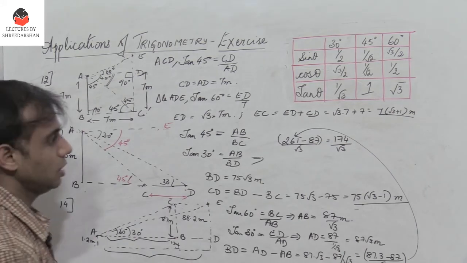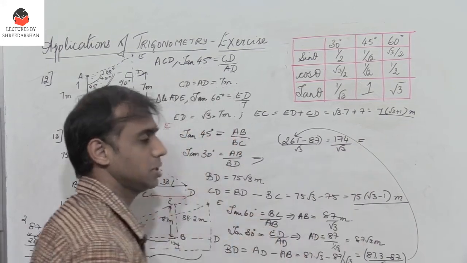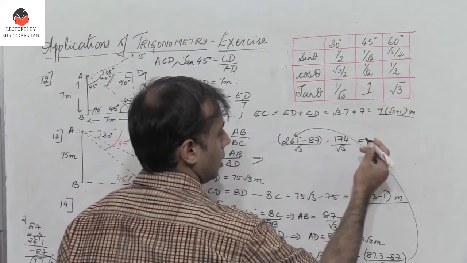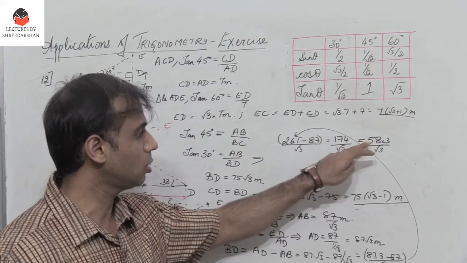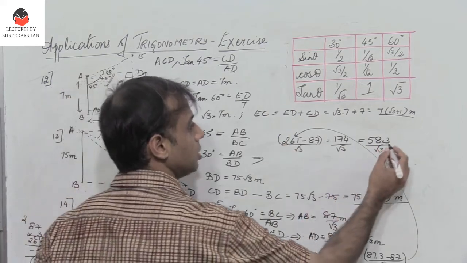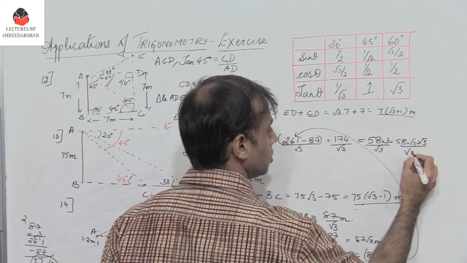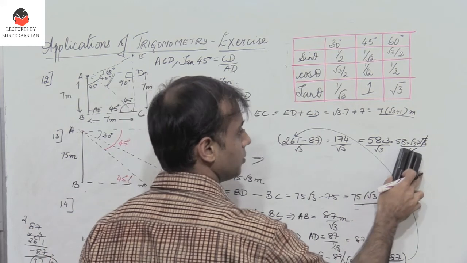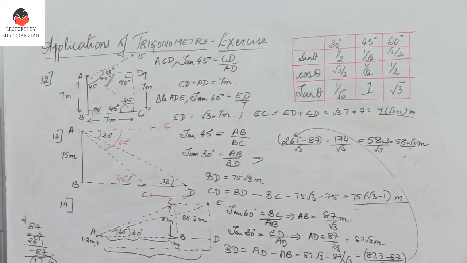Okay, so now if I write this as 3 into something, this can be written as 58 into 3 by root 3. So how did I get 58? If I divide 174 by 3, I get 58. So now this can be written as 58 into root 3 divided by root 3. So root 3 gets cancelled, and I am left with 58 into root 3 meters. So what is the distance traveled? The distance traveled by the balloon is 58 into root 3 meters.